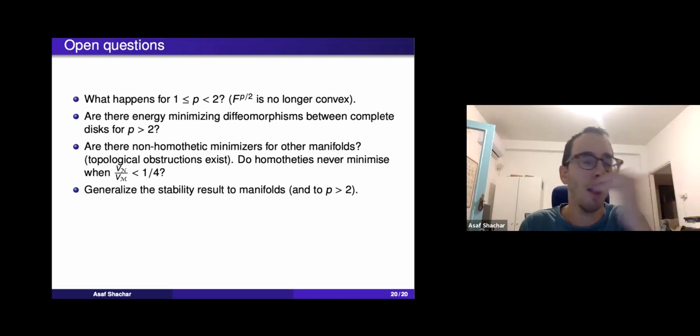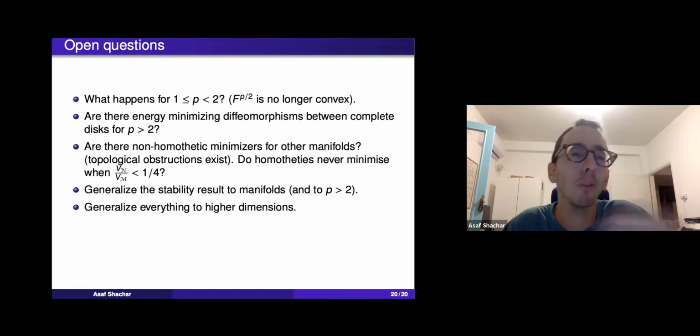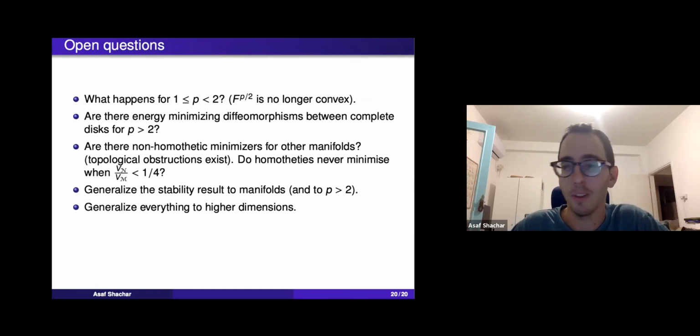And I think it's very interesting to try to generalize the stability result to manifolds. Again, as I said, the missing component is a very interesting phenomenon of concentration of volume between manifolds. And of course, you can generalize everything to higher dimensions, and so on.